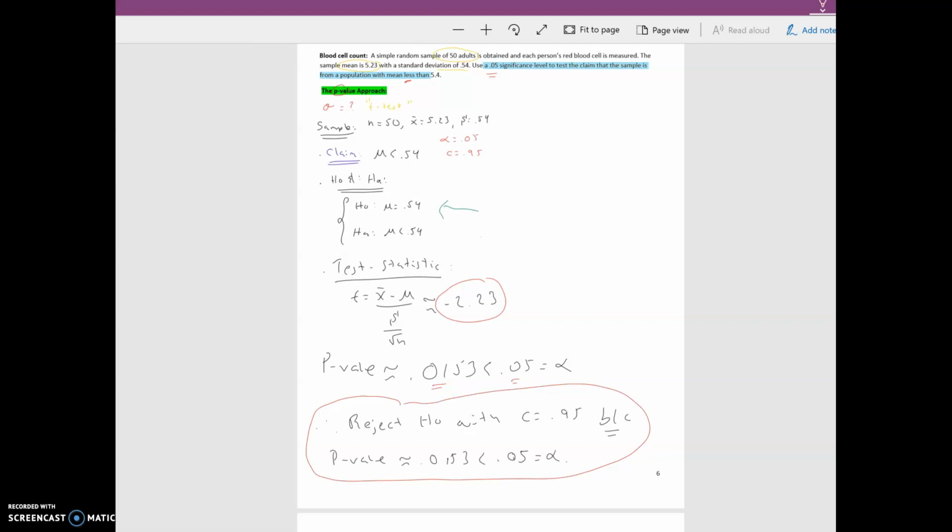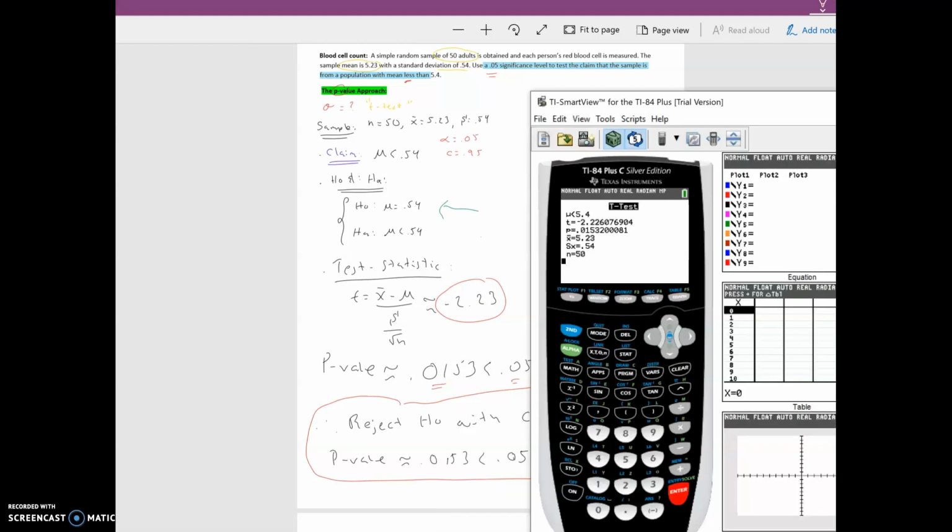And if you're using the p-value, you need at a minimum the claim, then H0 and HA, the test statistic, and then you can immediately run the test and provide the p-value.